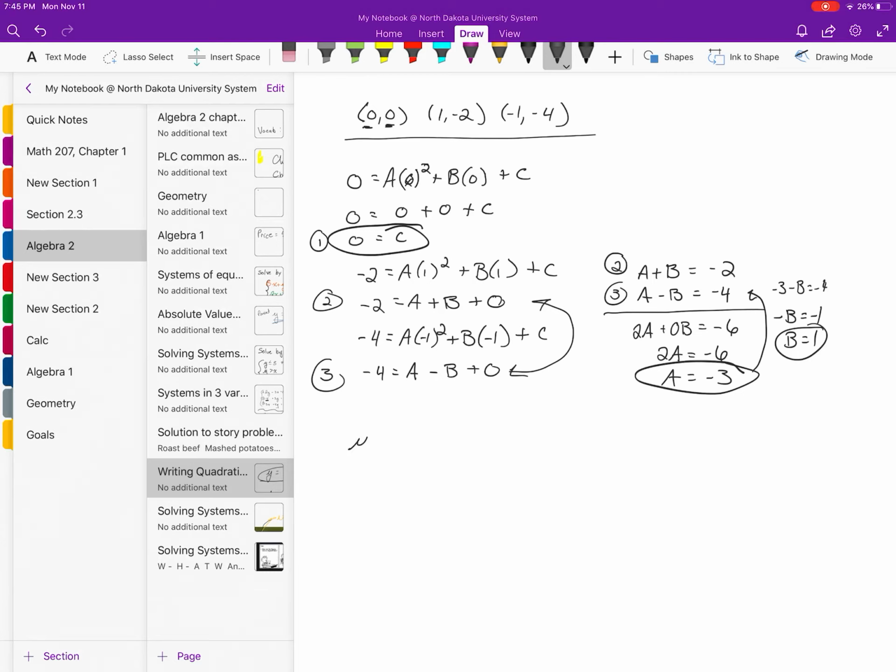Let's see, I'm going to have y equals, my a value is -3, and that goes in front of the x squared term. My b value is 1, that goes in front of the x term. And my c value is 0, so I'm going to leave it off altogether, and that is that. QED.